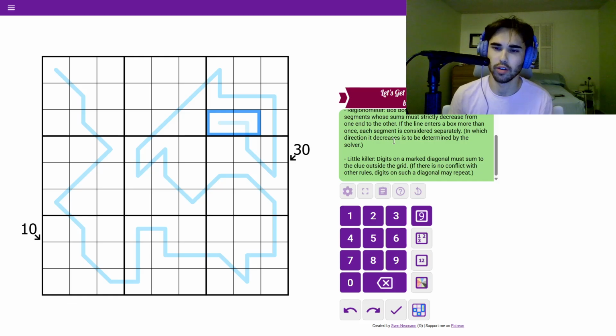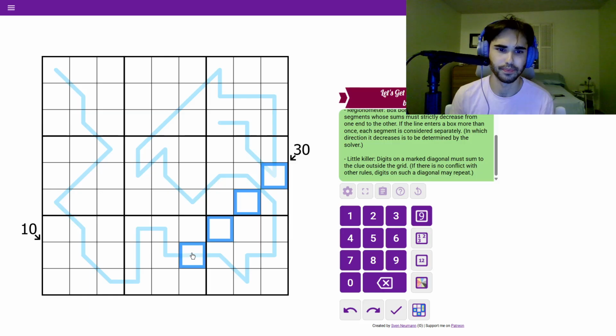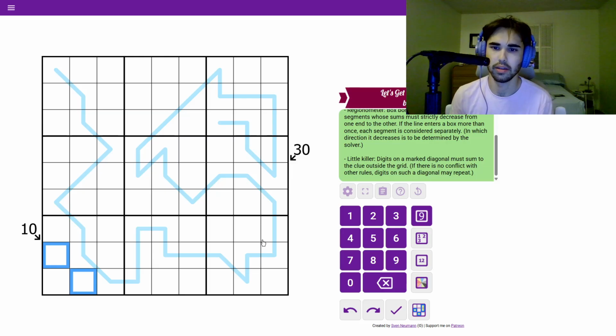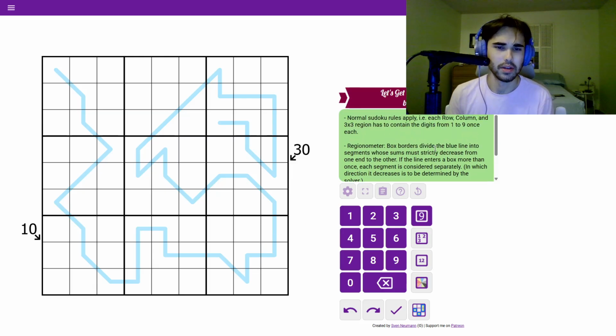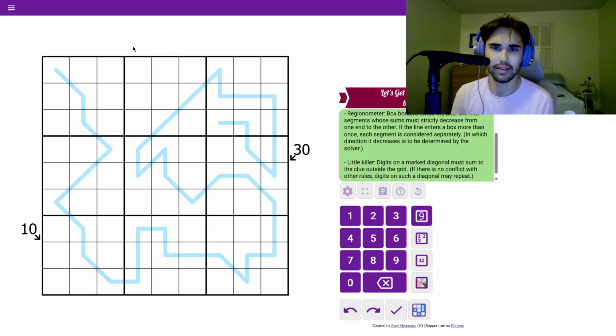Little killer digits on a marked diagonal must sum to the clue outside the grid. So this diagonal must add to 30. Whoops. This diagonal must add to 10. Okay. And that's it. Wow. All right. Well, let's see. Decreasing from one segment to the next.